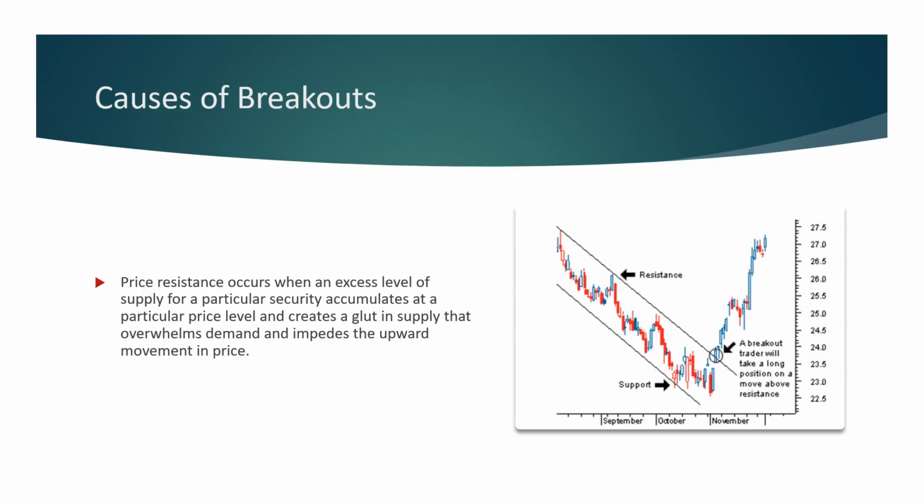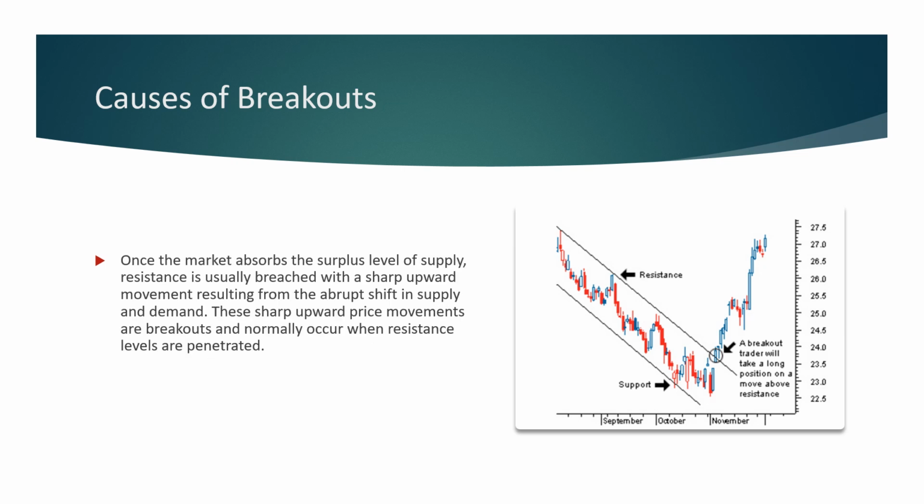Price resistance occurs when an excess level of supply of a particular security accumulates at a particular price level and creates a glut in supply that overwhelms demand and impedes the upward movement. Once the market absorbs the surplus level of supply, resistance is usually breached, with a sharp upward movement resulting from these abrupt shifts in supply and demand.